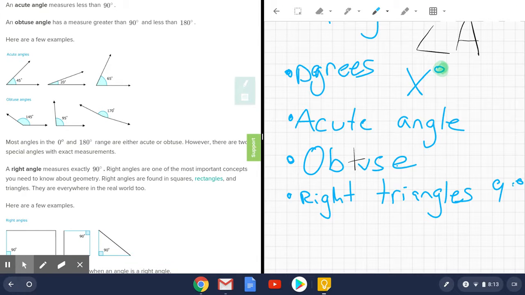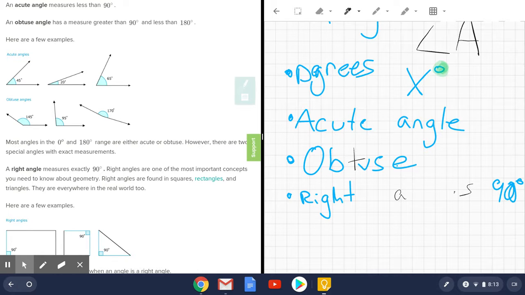Sorry, I'm getting ahead of myself and getting into next week's lesson. Remember, I'm saying right angles, not right triangles. A right angle measures exactly 90 degrees. Right angles are one of the most important concepts you need to know about geometry.